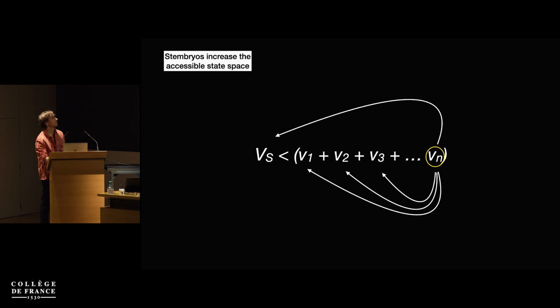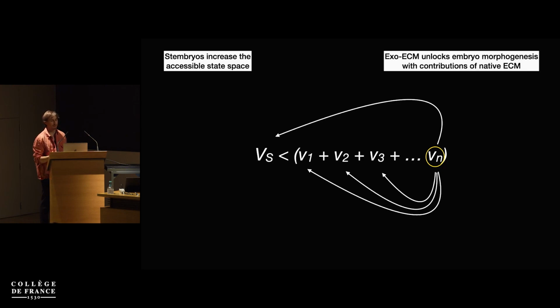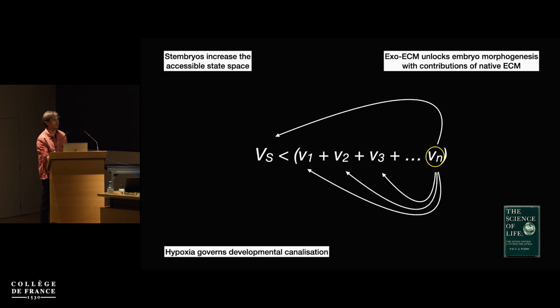And here it greatly helps us that Stembryos increase accessible state space. What I've shown you specifically is that exogenous ECM can unlock embryo morphogenesis with contributions of the native ECM, and that hypoxia most likely governs developmental canalization, and is essentially one of these in vivo design principles that we can now, using Stembryo systems, show to decrease the variation of the system. And of course, another question is which individual components of the system are actually regulating. And this is the book that I really recommend you to read.